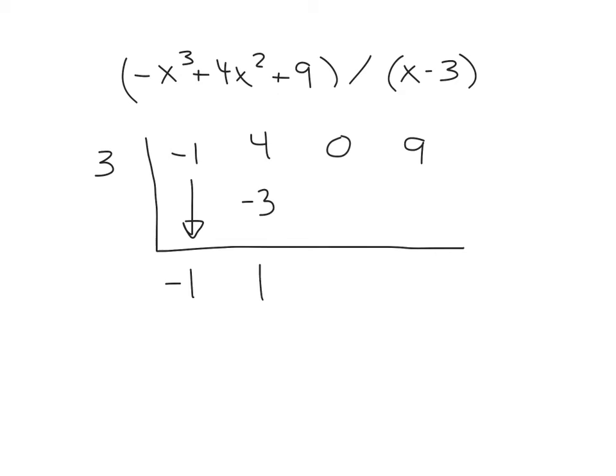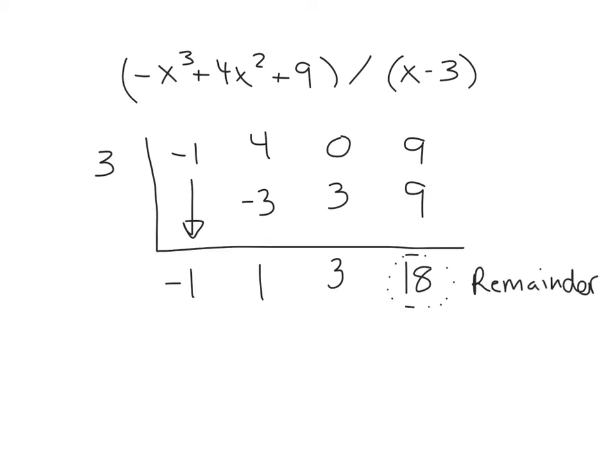Now, you'll repeat the process. 3 times 1 is a positive 3. Add 0 plus 3, that is 3. Then last but not least, you're going to do 3 times 3, and that is 9. And you'll add 9 plus 9, which is 18. Now, the very last number is considered the remainder.